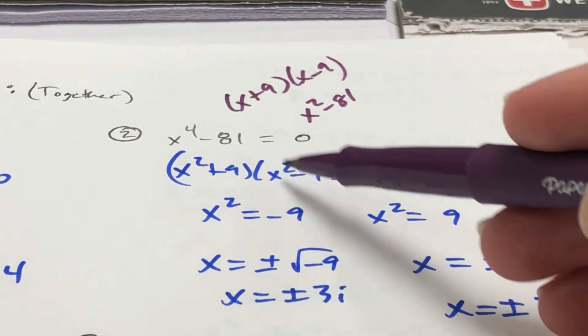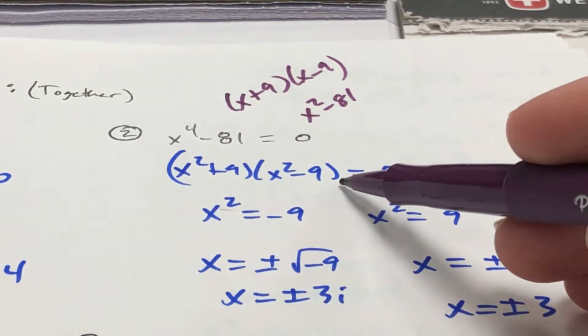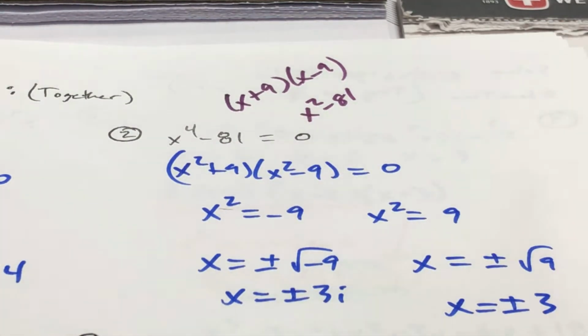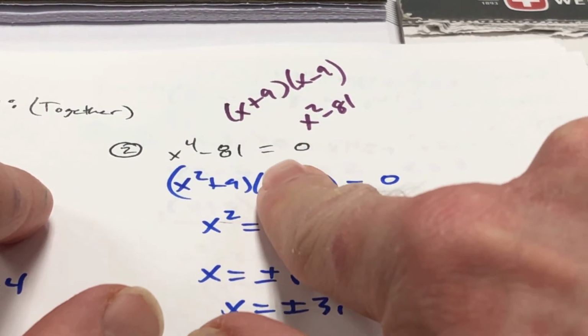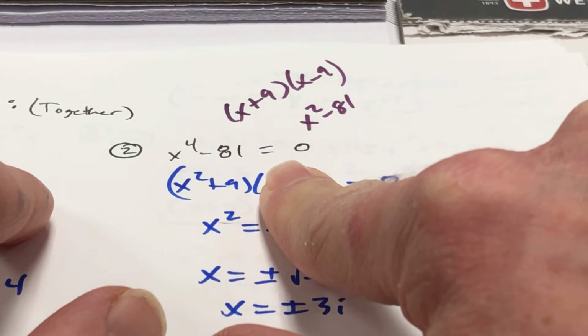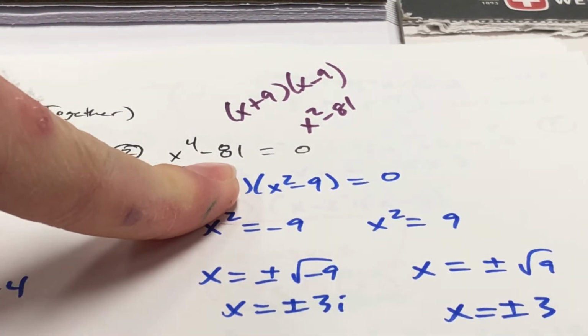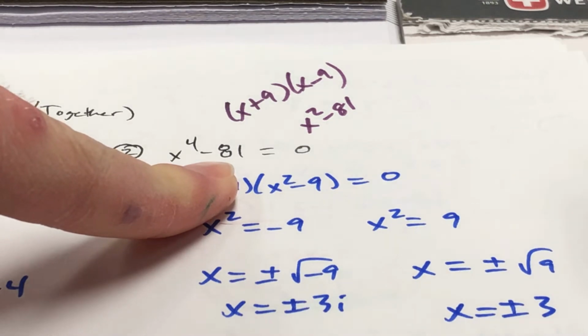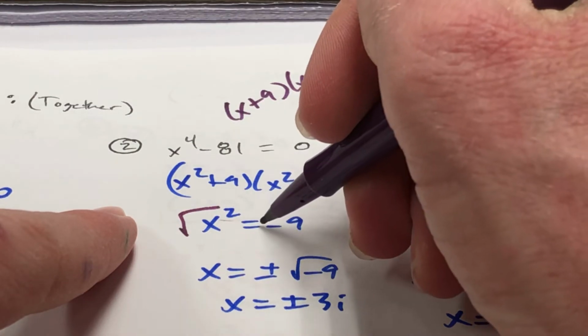X squared times x squared gives me x to the 4th. 9x squared minus 9x squared cancel out the middle terms. All right, so it factors to be x squared plus 9, x squared minus 9 equals 0. I set x squared plus 9 equal to 0, and I subtract 9 from both sides. I set x squared minus 9 equal to 0, and I add 9 to both sides. I'm left with that. Let's take the square root of both sides.